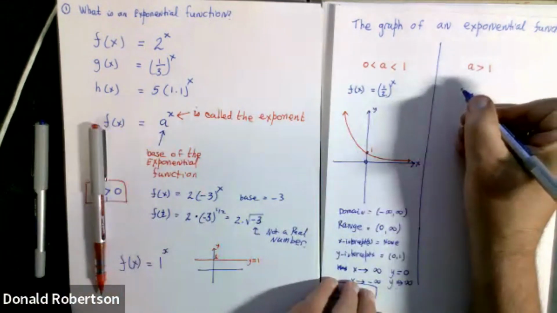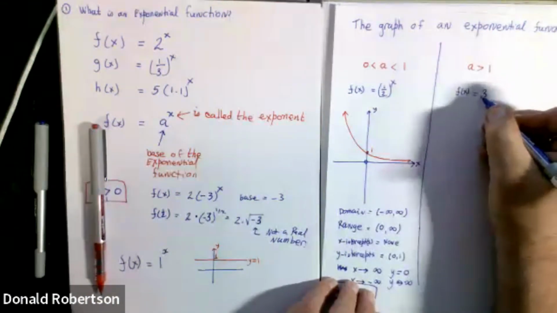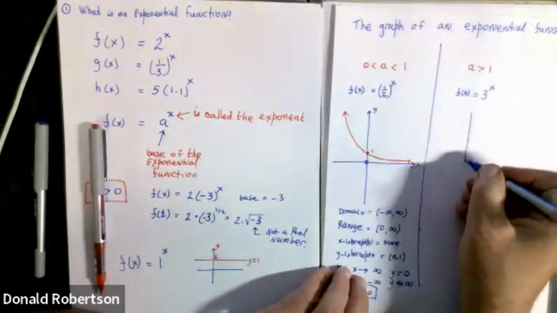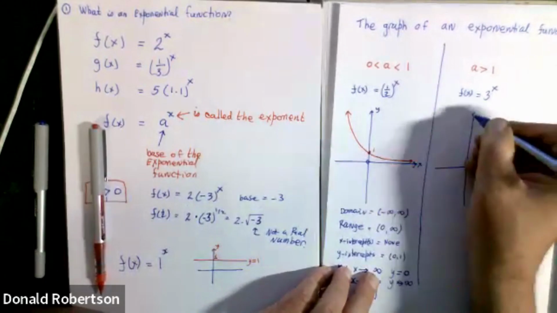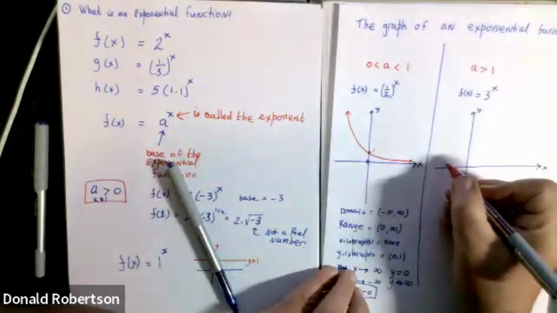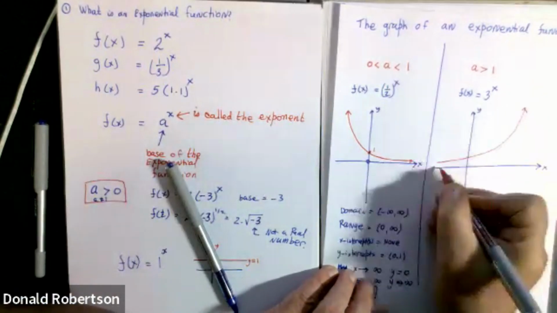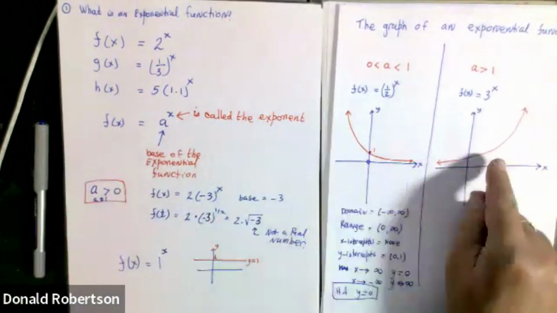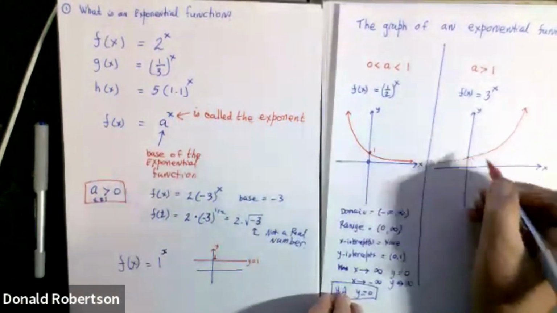So let's do one whose base is bigger. Let's pick, say, 3 to the power of x. We'll draw right now what its graph would look like. And its graph would look like this. It's very similar in shape to this one. I hope you'd agree, even if I have drawn it badly.